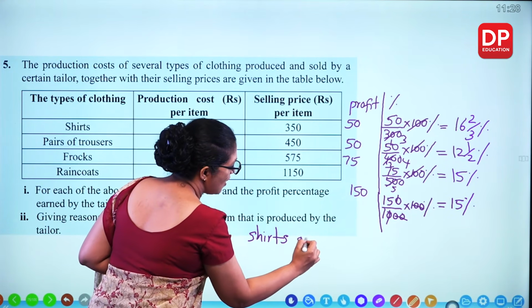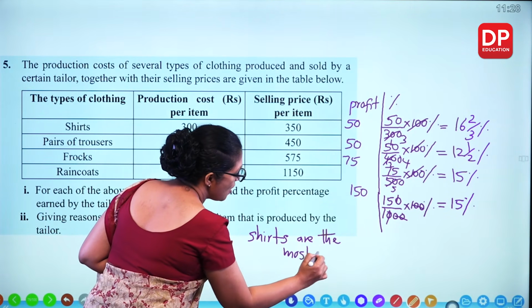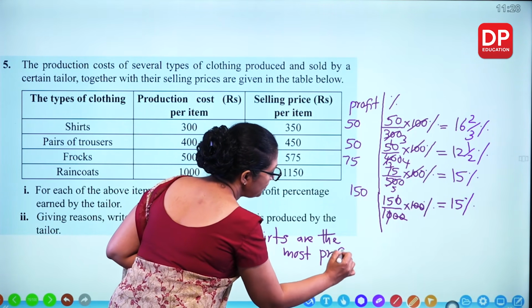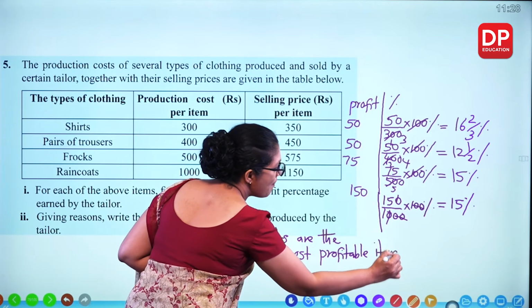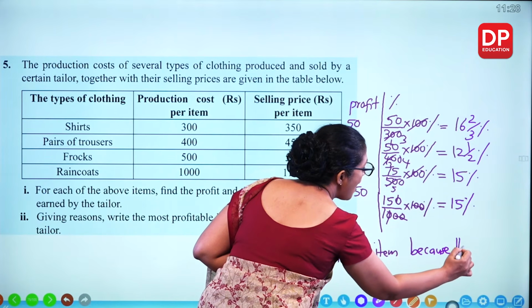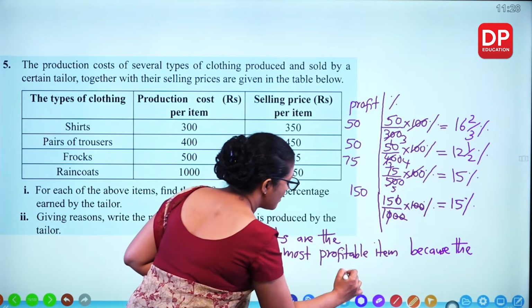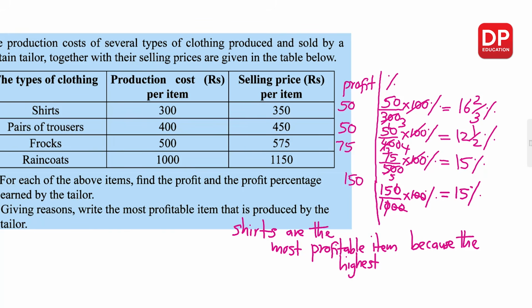Shirts are the most profitable item because the highest percentage value, highest profit percentage.